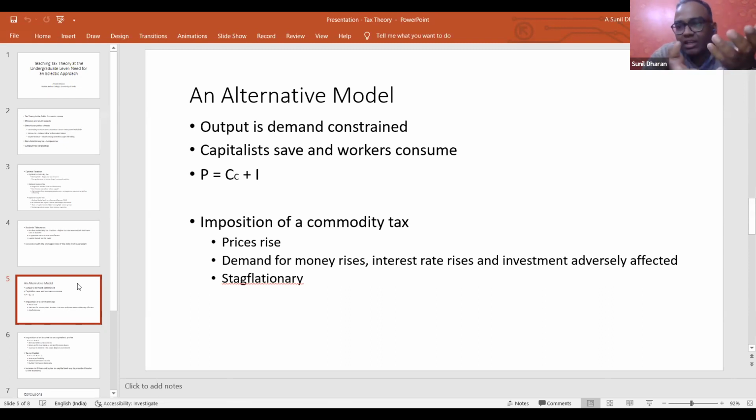What Kalecki finds is that when you impose a commodity tax, of course, demand goes up because when the government spends the tax, demand goes up, but at the same time, prices also increase, because the commodity tax enters the cost of production. When demand and prices go up, nominal income rises. When nominal income rises, demand for money increases, the interest rate rises, and that has some adverse impact on investment. So overall output need not rise when you impose a commodity tax. The effect, according to Kalecki, is stagflationary.